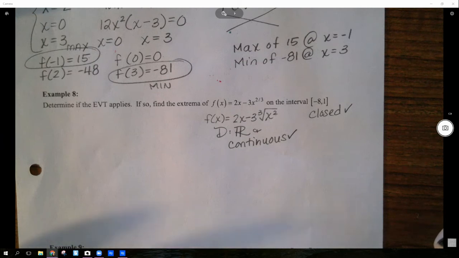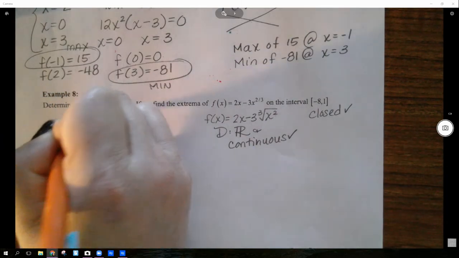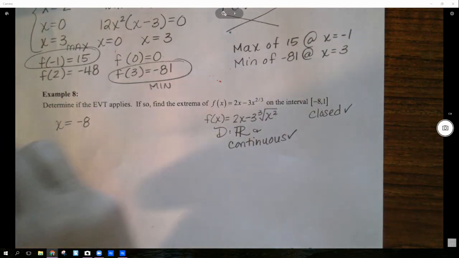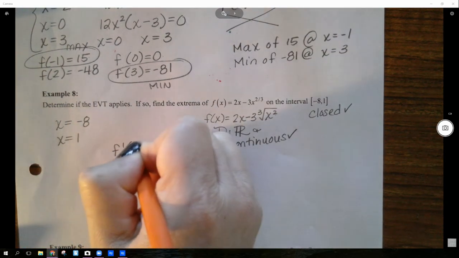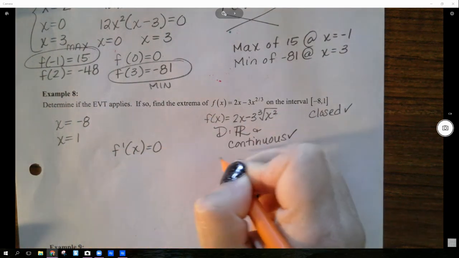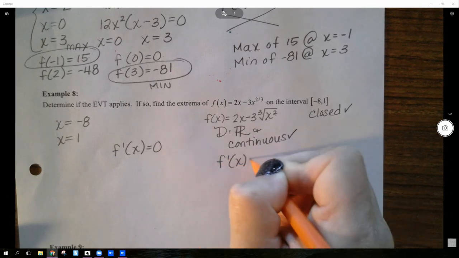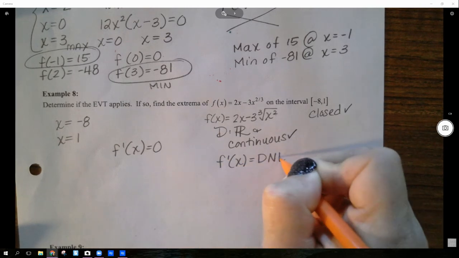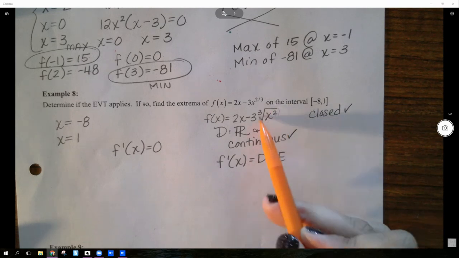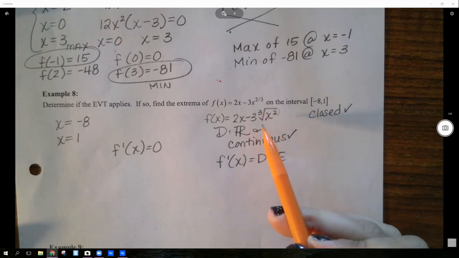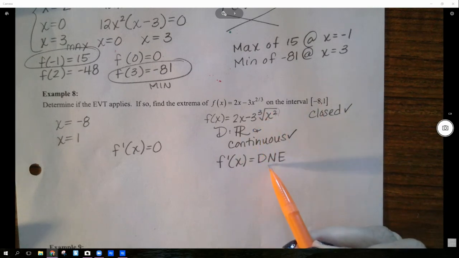Alrighty, so now we include the endpoints. Don't forget the endpoints. So x equals -1 and x equals 1. Now we are going to take the derivative, set it equal to 0, and also find where the derivative does not exist. Now, this might not be a nice smooth curve. It's continuous, but there could be some points, especially with this radical, that makes me think there might be a cusp. So we are going to check for where the derivative does not exist.